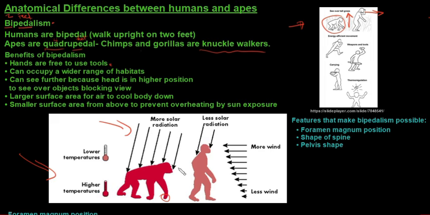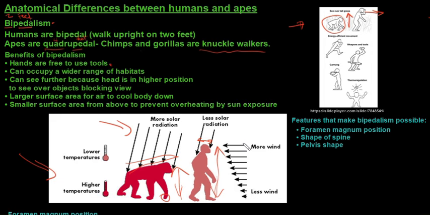And looking at this diagram, it'll explain that. When something is bipedal, there's a much larger surface area for wind to touch the body and cool it down, and from the top it's a much smaller surface area for sun exposure. Whereas if something is walking on all fours, there's a much bigger area for sun exposure and a far smaller area for wind to come and cool the body down.